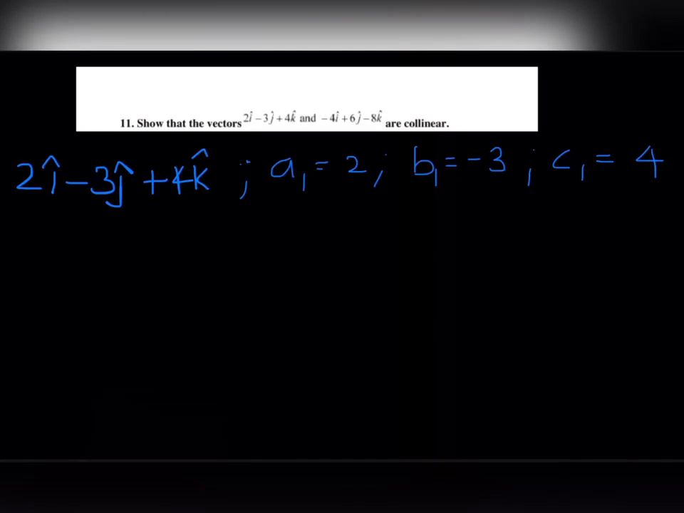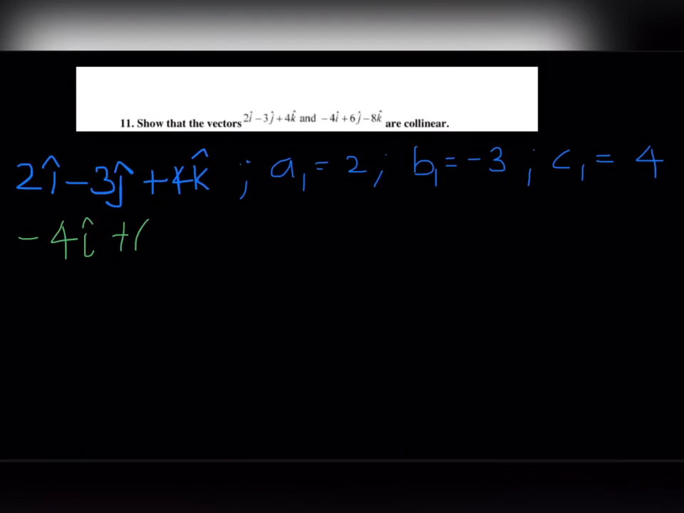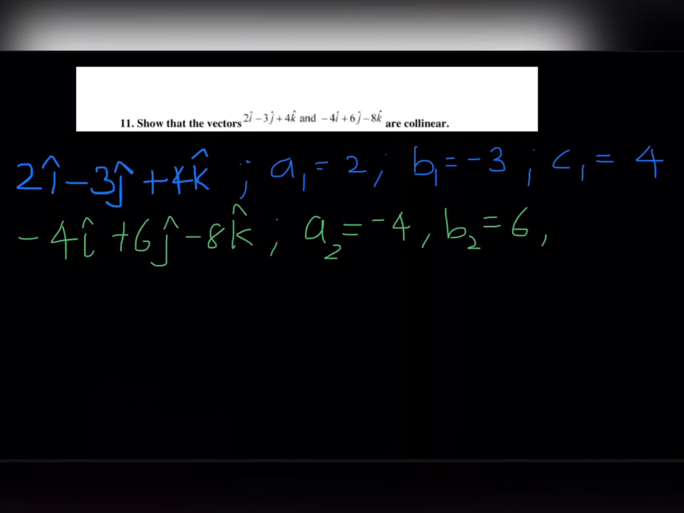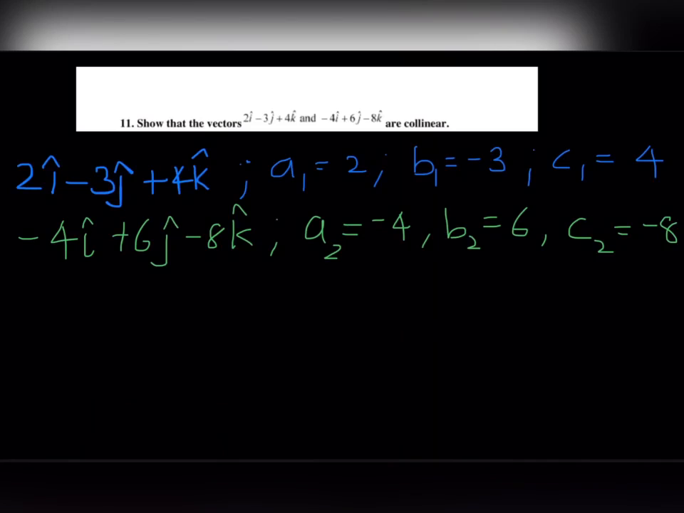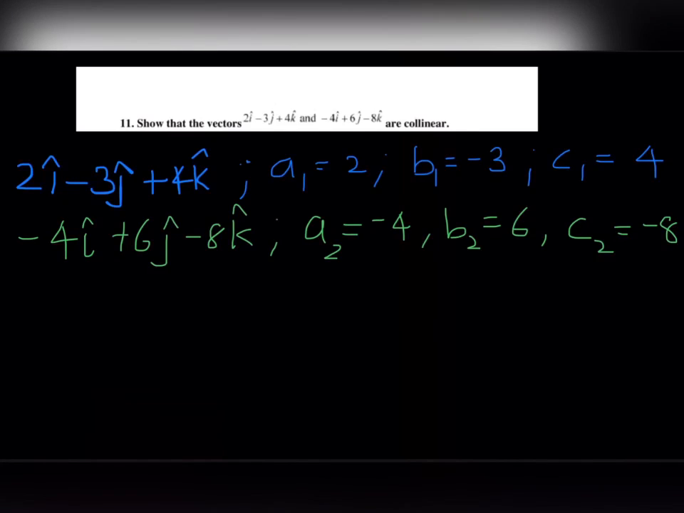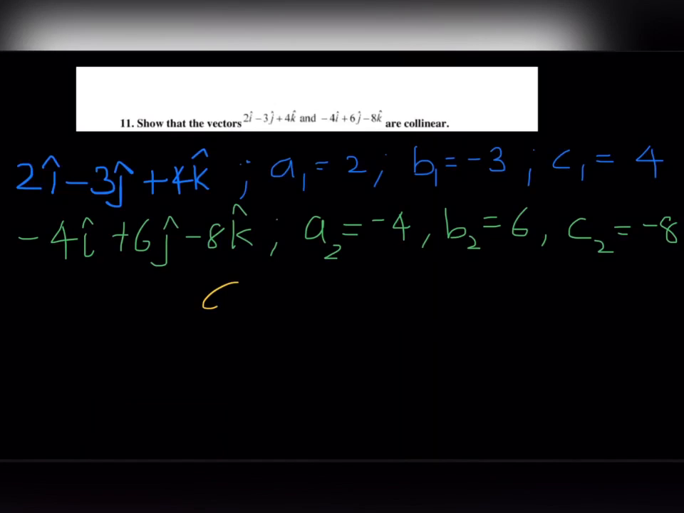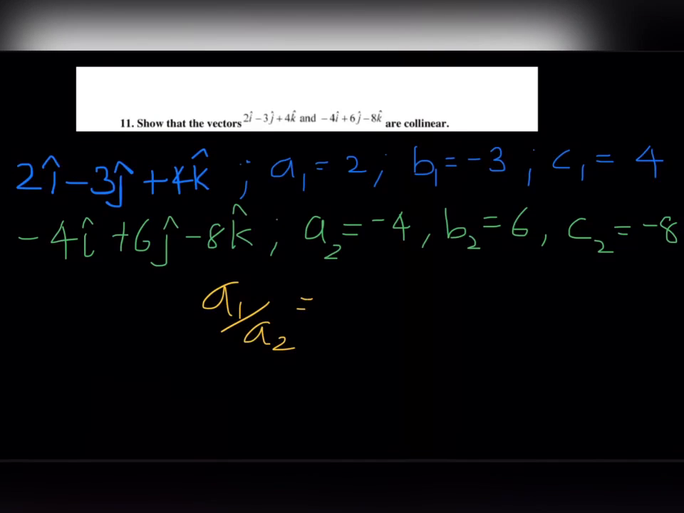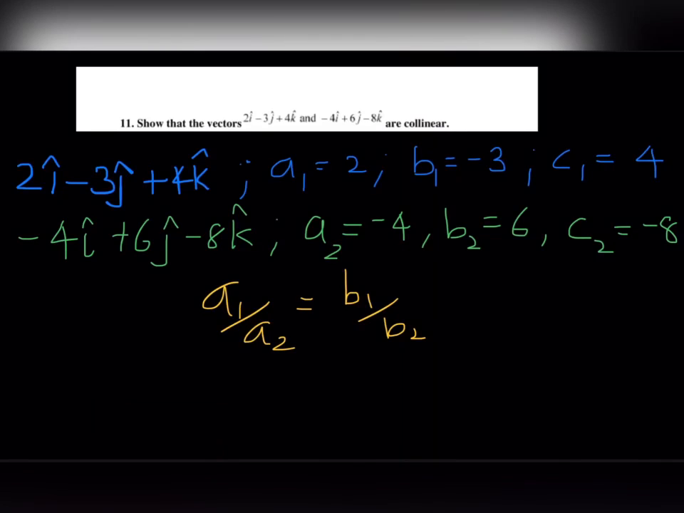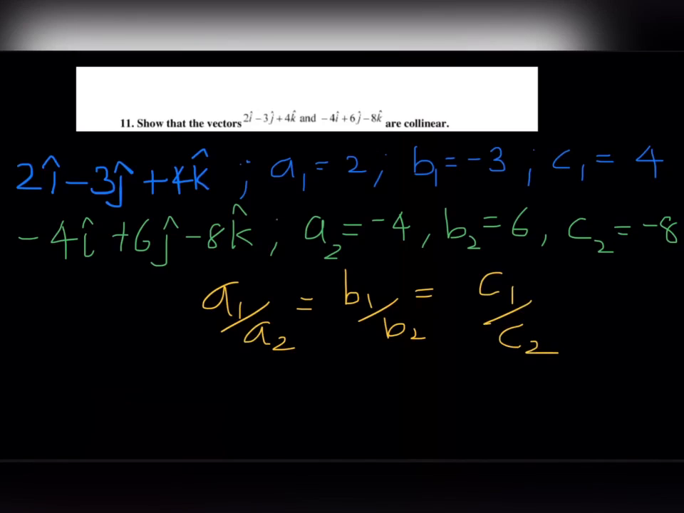Coming to the next vector, minus 4i cap plus 6j cap minus 8k cap. And let's take the scalar components as a2, b2 and c2. a2 is equal to minus 4, b2 is equal to 6 and c2 is equal to minus 8. Now in order to prove that they are collinear, the condition that they should satisfy is a1 by a2 should be equal to b1 by b2, which should be equal to c1 by c2. So these three must be equal in order to prove that the given vectors are collinear.